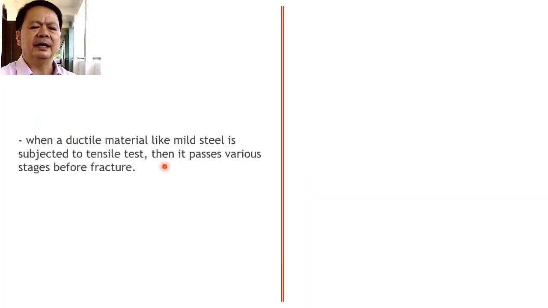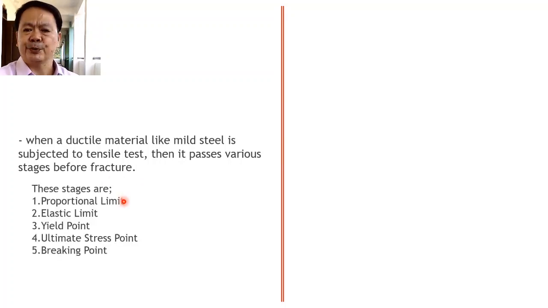When a ductile material like a mild steel is subjected to a tensile test, then the material will pass through various stages before fracture or before it fails. And these stages are the following: the proportional limit, the elastic limit, the yield point, the ultimate stress point, and the breaking point or rupture point. These stages will be explained later on as we will be discussing also how do we construct the stress-strain diagram of a material when the material is subjected to an axial load.